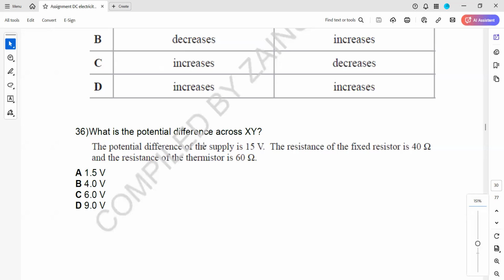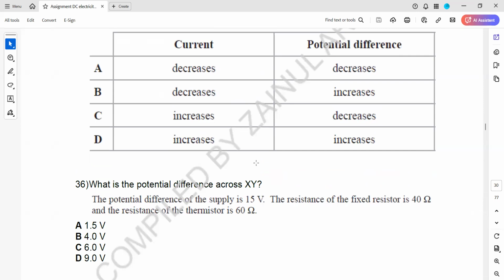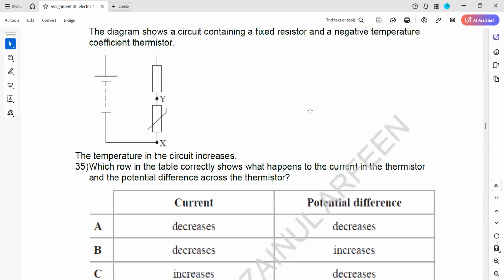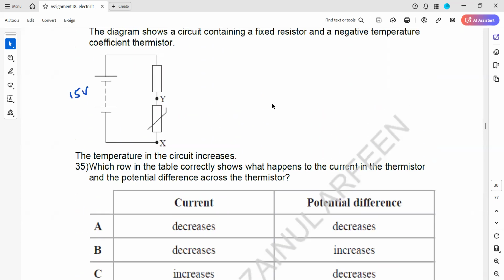The next is, what is the potential difference across XY? The potential difference of the supply is 15 volts, the fixed resistor is 40 ohms, and the resistance of the thermistor is 60 ohms. We need the potential here. Whenever two or more resistors are connected in series, we use the potential divider formula. What is the potential divider formula?